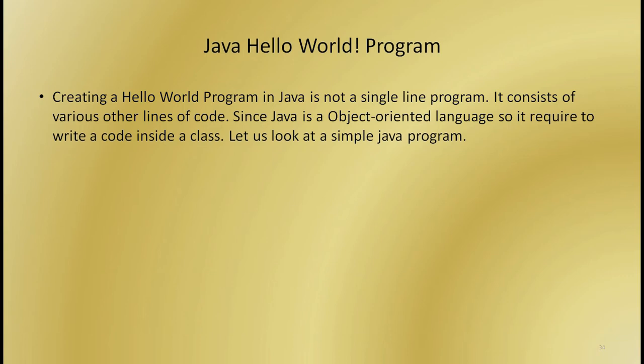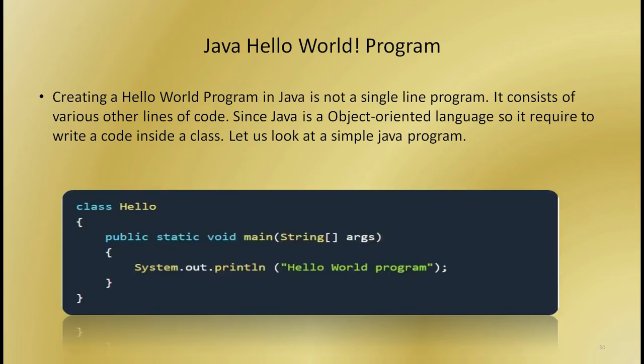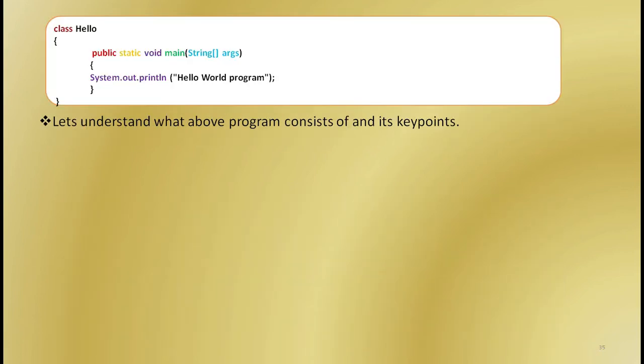Java Hello World program. Creating a Hello World program in Java is not a single line program. It consists of various other lines of code. Since Java is an object-oriented language, it requires us to write code inside a class. Let us look at a simple Java program. Let's understand what the above program consists of and its key points.